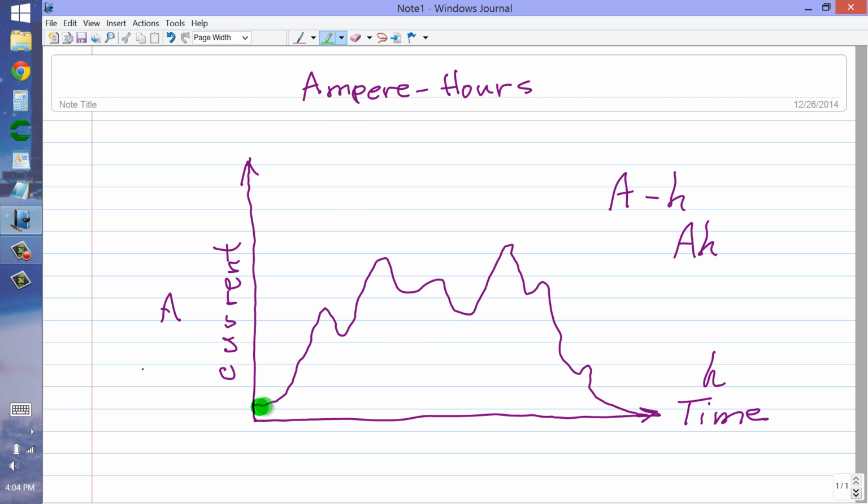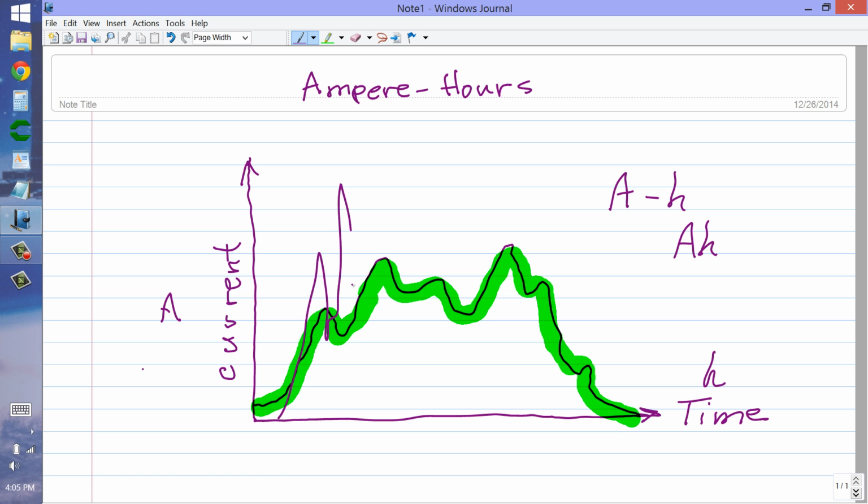The battery capacity in ampere hours is the area under this curve. Now you may have a curve that has a lot of short current spikes in it, like this, with long intervals of maybe non-use. Or you may use the battery continuously and eventually it'll just discharge like that.